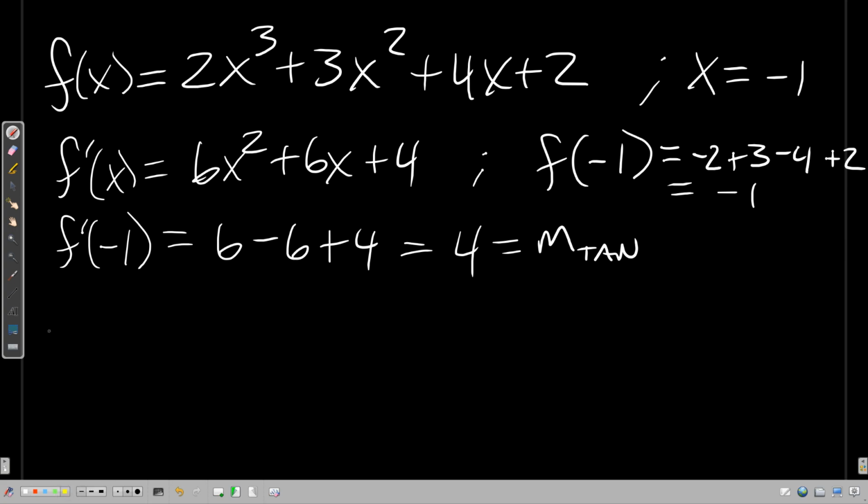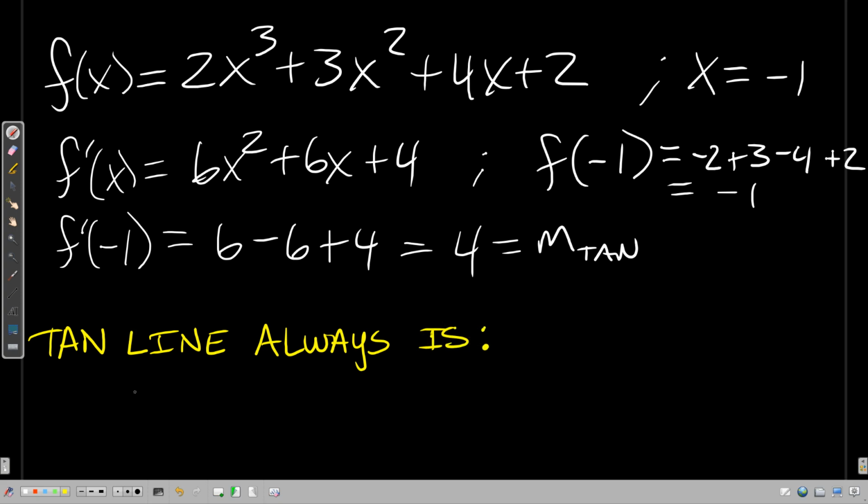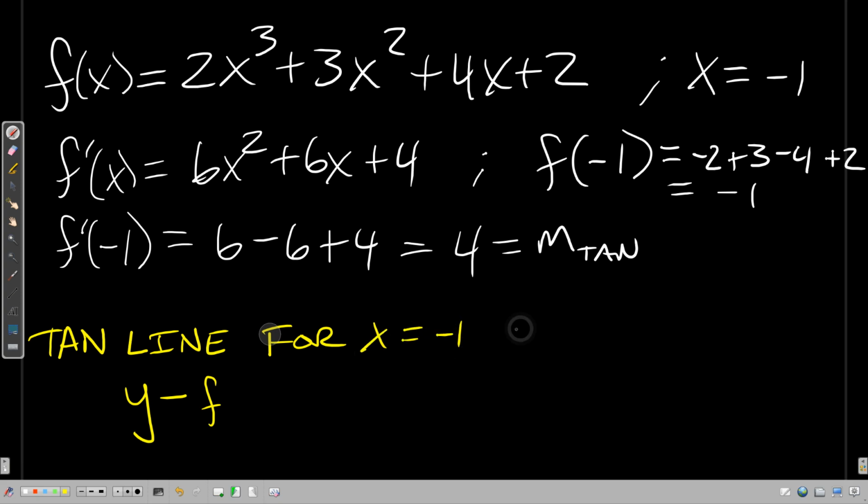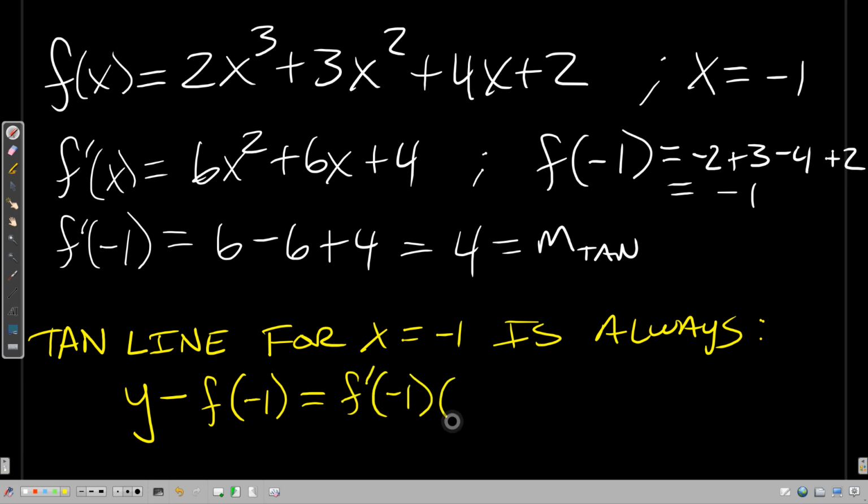Now, in general, I can write down the equation of the tangent line for any function at all. Ready? The tangent line for x equals minus 1 is always y minus f of minus 1 equal to f prime at minus 1 times x minus minus 1.